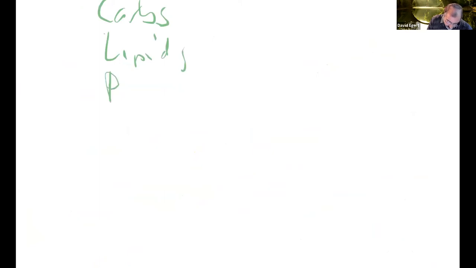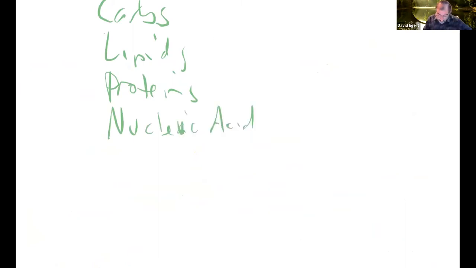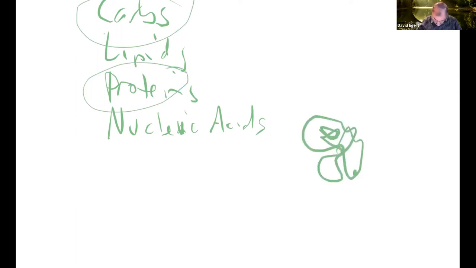So at this point, we have talked about carbs, lipids, proteins, and nucleic acids and their families. And then there's a bunch of stuff that is just mixes of them. In fact, we're going to see a lot of things that are proteins. You can have a protein but then throw on some sugar groups. If you have a protein that has sugar groups on it, we call it a glycoprotein.